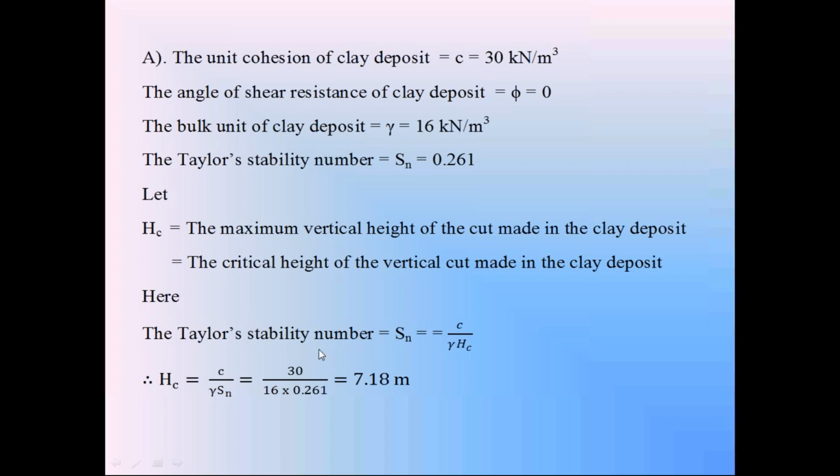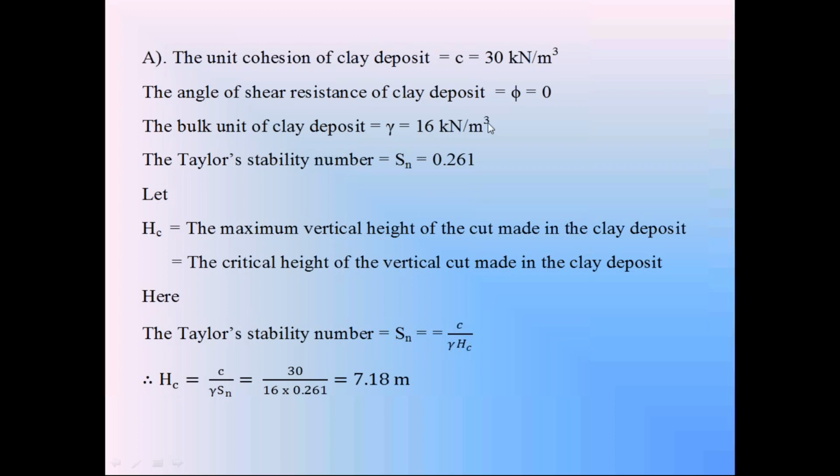We know that in the Taylor stability analysis, the Taylor stability number Sn is equal to C divided by gamma into HC. We discussed this Taylor stability number in the theory. So apply that: Sn is equal to C by gamma into HC. This is the equation of the Taylor stability number in terms of the critical height of the soil slope. Already in the problem, they have given the Sn value 0.261.